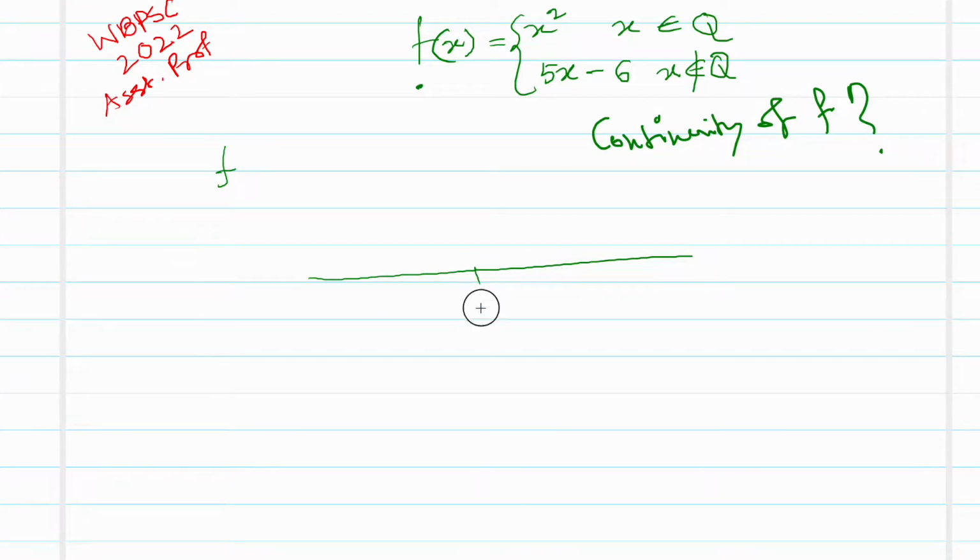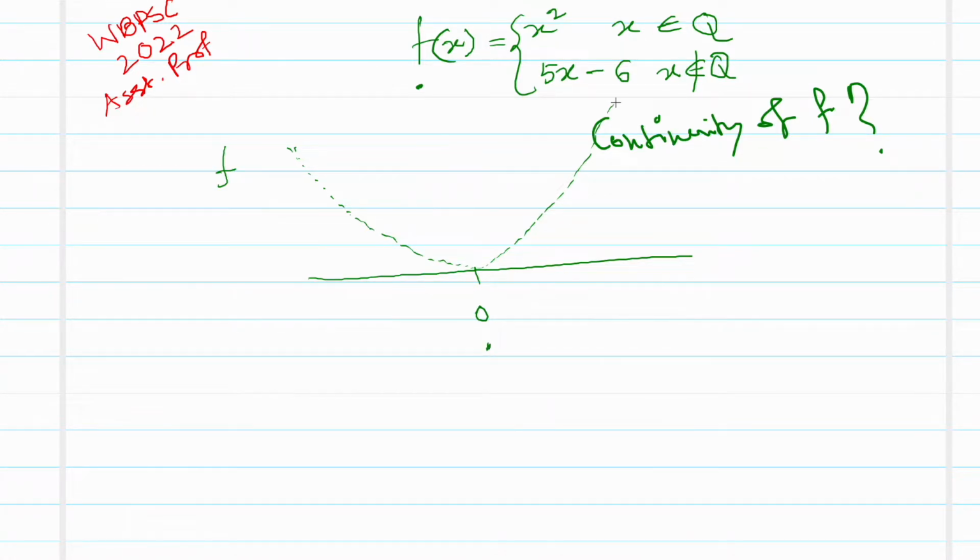Somewhere it is 0, and f(x) equal to x square for x when x is rational. So I'll draw dotted lines because it is only for rationals, not for irrationals. For irrationals you get 5x minus 6. Again it is a dotted line, and 5x minus 6 at x equal to 0 is minus 6, so somewhere here at minus 6.